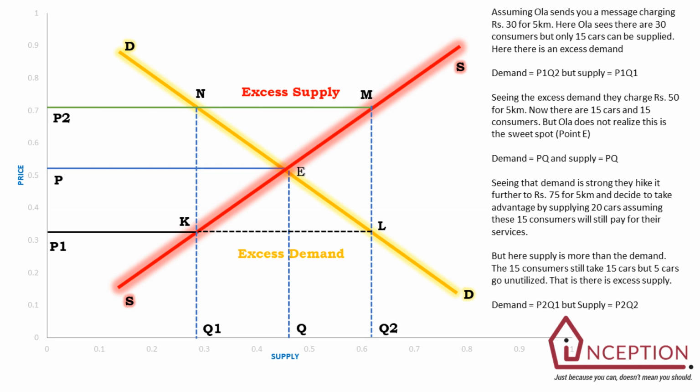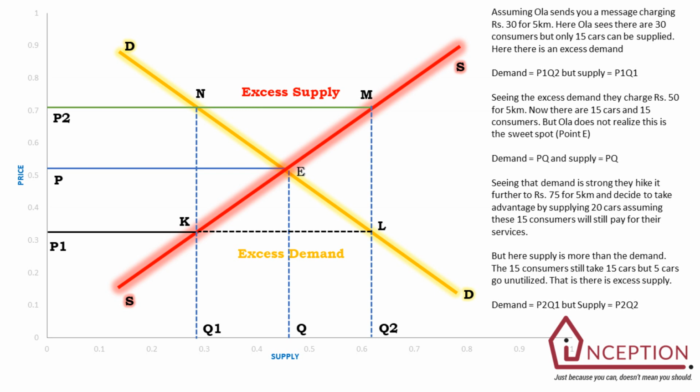Now why do I say there is an excess demand? Because for everyone, 30 rupees isn't a big amount of money to pay for a distance of 5 kilometers. So we all find taxi services very convenient. So we pull out our phone and we use the Ola app and we decide to book a taxi. Here, even though there are 30 of us who are booking a taxi, Ola is able to supply only 15 cars. Hence the case of excess demand.